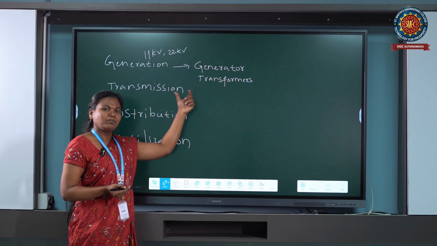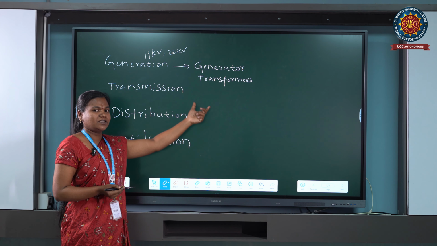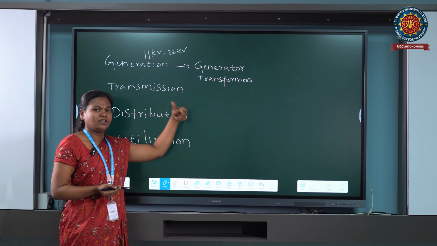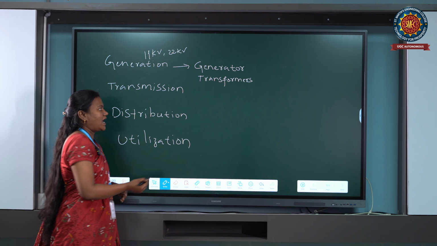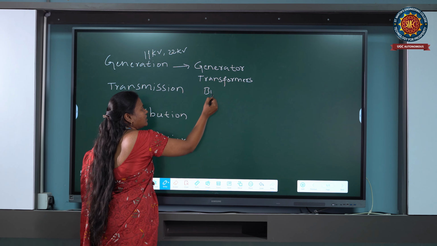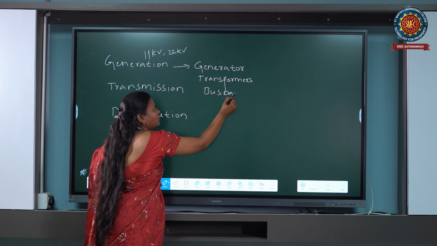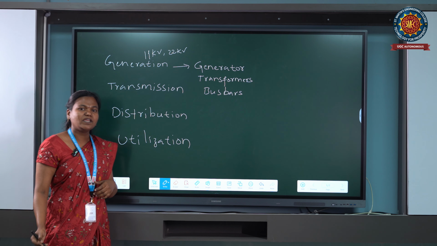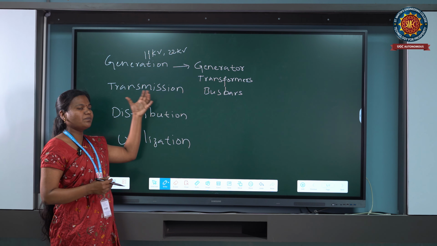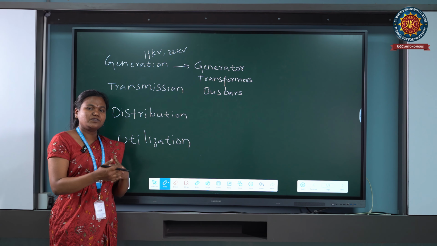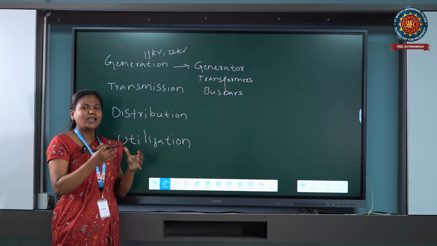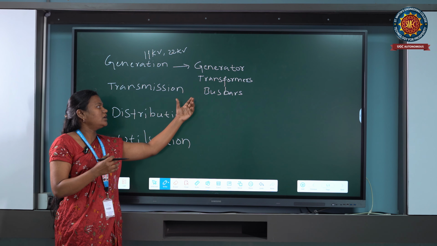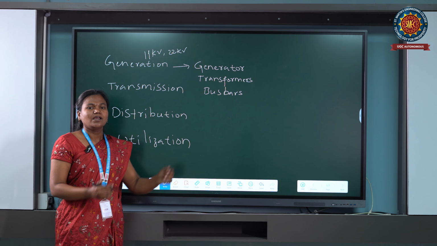There we use step up transformers, and by using them we can increase the value of the voltages. Again, we use bus bars. Why do we use bus bars? After generating the power, we have to transfer the voltage we produced. The bulk amount of power or voltage can be transferred by using these bus bars.